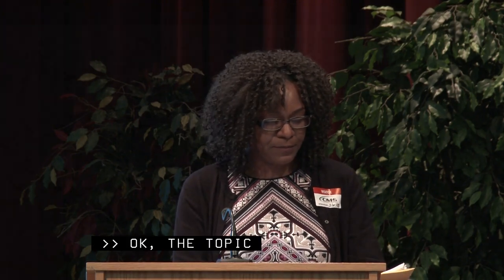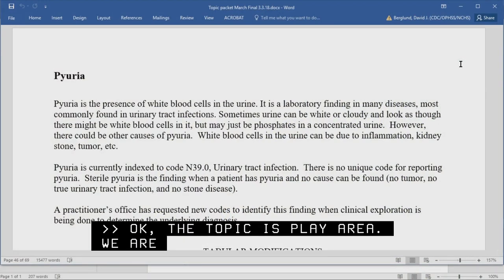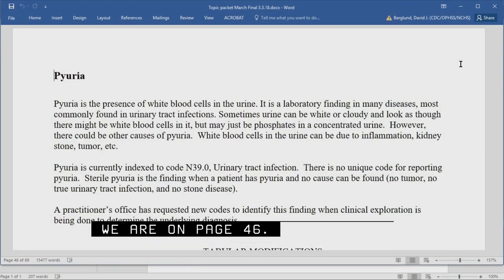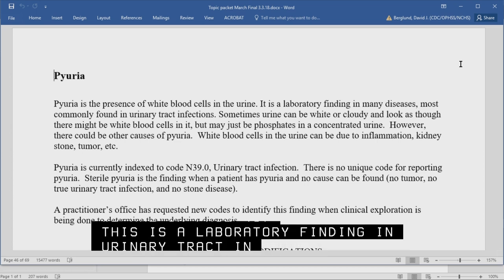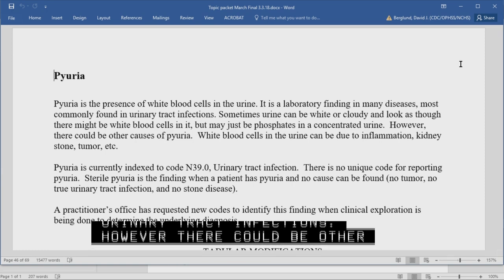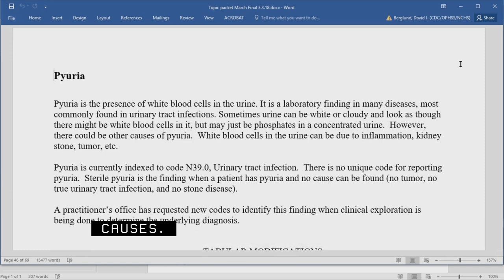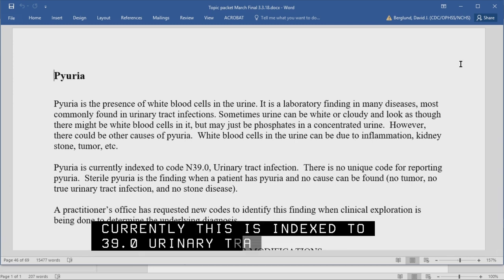Okay, the topic is pyuria. We are on page 46. Pyuria is a laboratory finding in many diseases, most commonly found in urinary tract infections. However, there could be other causes. Currently, pyuria is indexed to N39.0 urinary tract infections. There is no unique code for reporting pyuria.